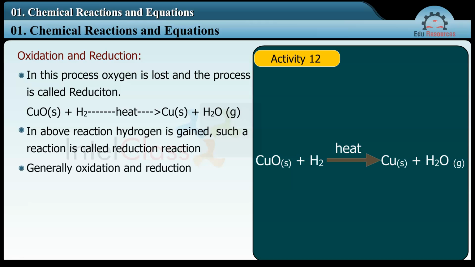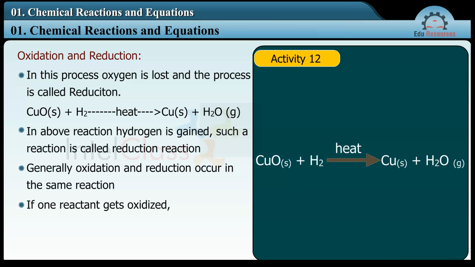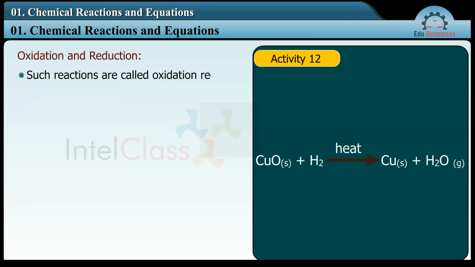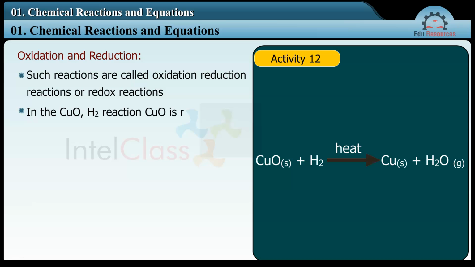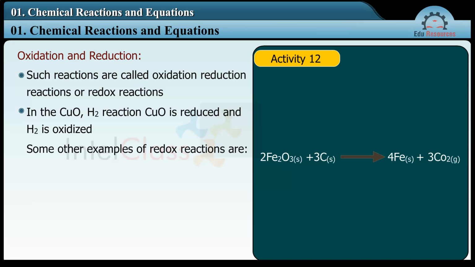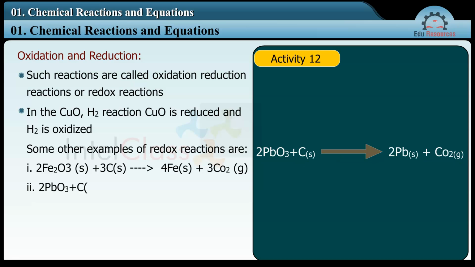Generally, oxidation and reduction occur in the same reaction. If one reactant gets oxidized, the other gets reduced. Such reactions are called oxidation-reduction reactions or redox reactions. In the CuO and H2 reaction, CuO is reduced and hydrogen is oxidized. Some other examples of redox reactions are 2Fe2O3 plus 3C gives rise to 4Fe plus 3CO2, and 2PbO plus C gives rise to 2Pb plus CO2.